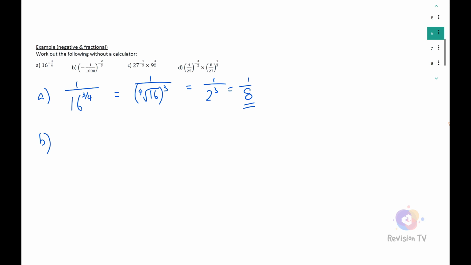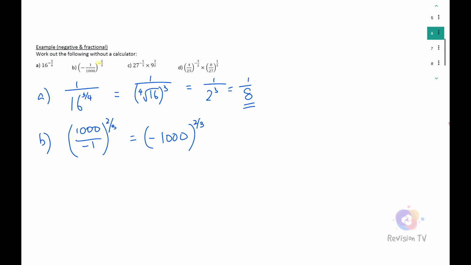B. Negative 1 over 1,000 to the power of negative 2 over 3. We don't care about the negative in front of the 1 over 1,000. All we care about is the little minus in the power. Flip the fraction first, so it'll be 1,000 over negative 1 to the power of 2 over 3. Sorry, there should be no negative in the power anymore, because we've dealt with it.